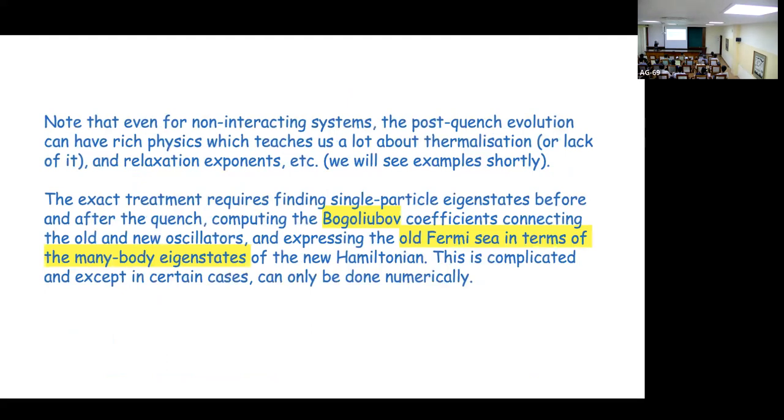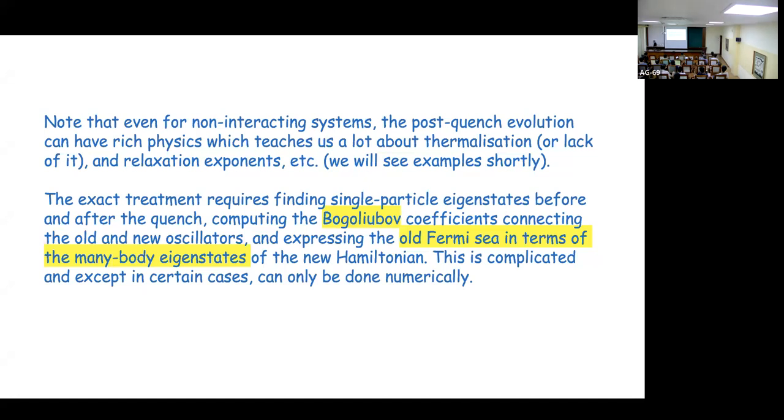Okay. So note that even for non-interacting systems, the post-quench evolution can have rich physics. You can do an exact treatment of this system, of course. Namely, you have to find the single particle eigenstates before and after the quench. The old and new oscillators get related by a Bogoliubov transformation. Compute that transformation, and then, if you started in the ground state, express the old Fermi sea in terms of many-body eigenstates of the new Hamiltonian.